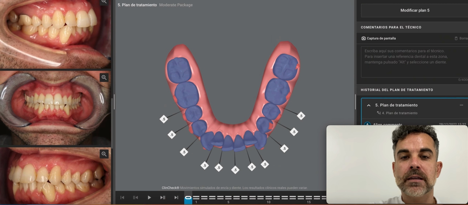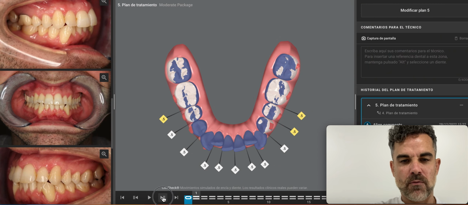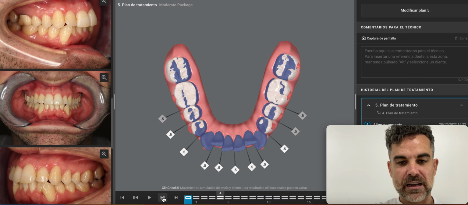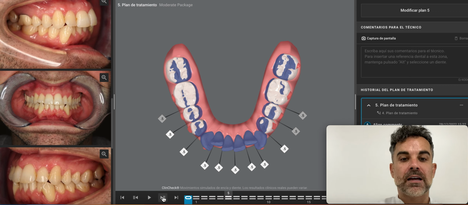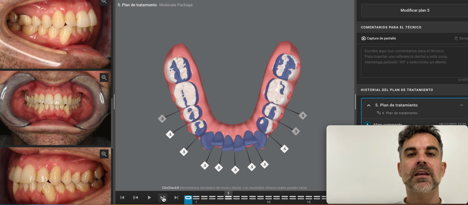We want to avoid proclination during the expansion and the leveling and aligning of the arches. In this sense, what we can do is plan the treatment exactly as we would do with brackets and wires. First of all, as you can see, we expand the posterior segment.